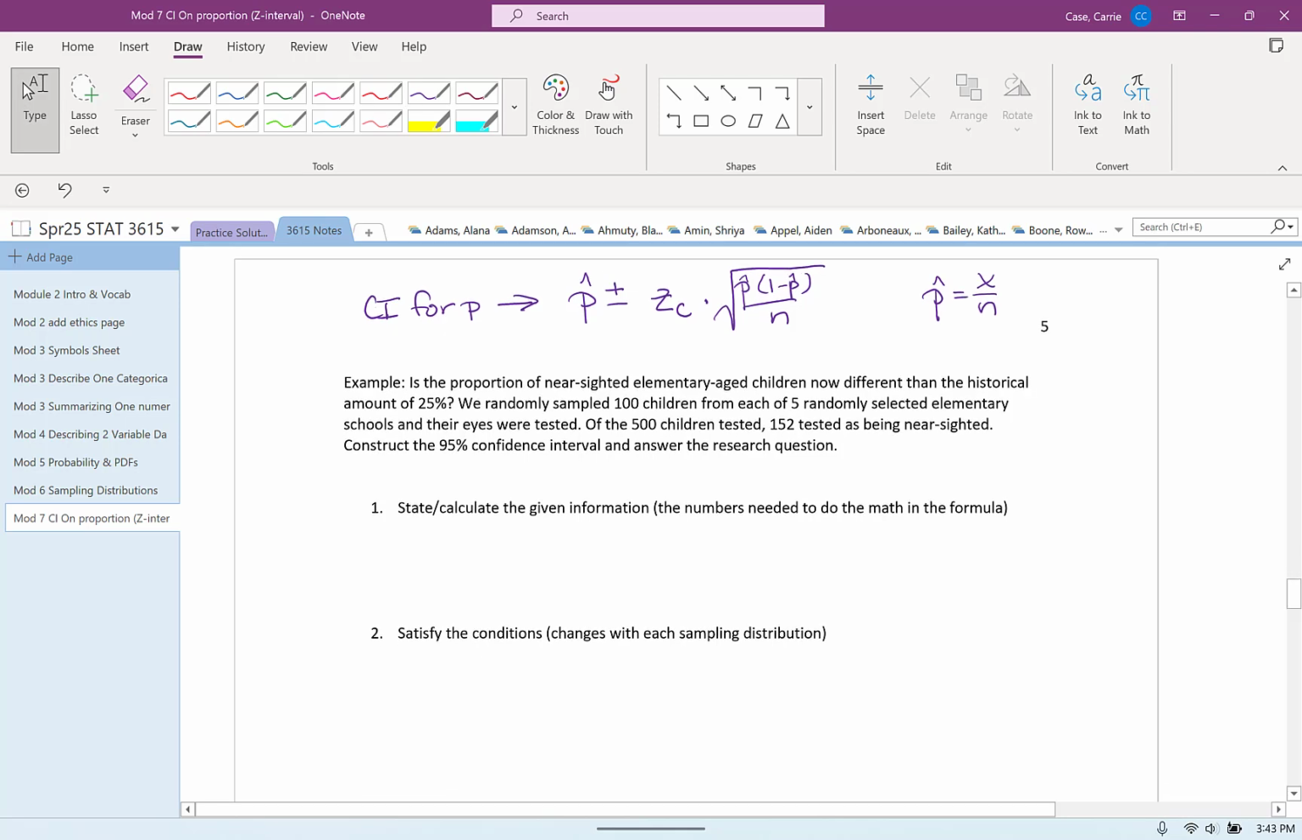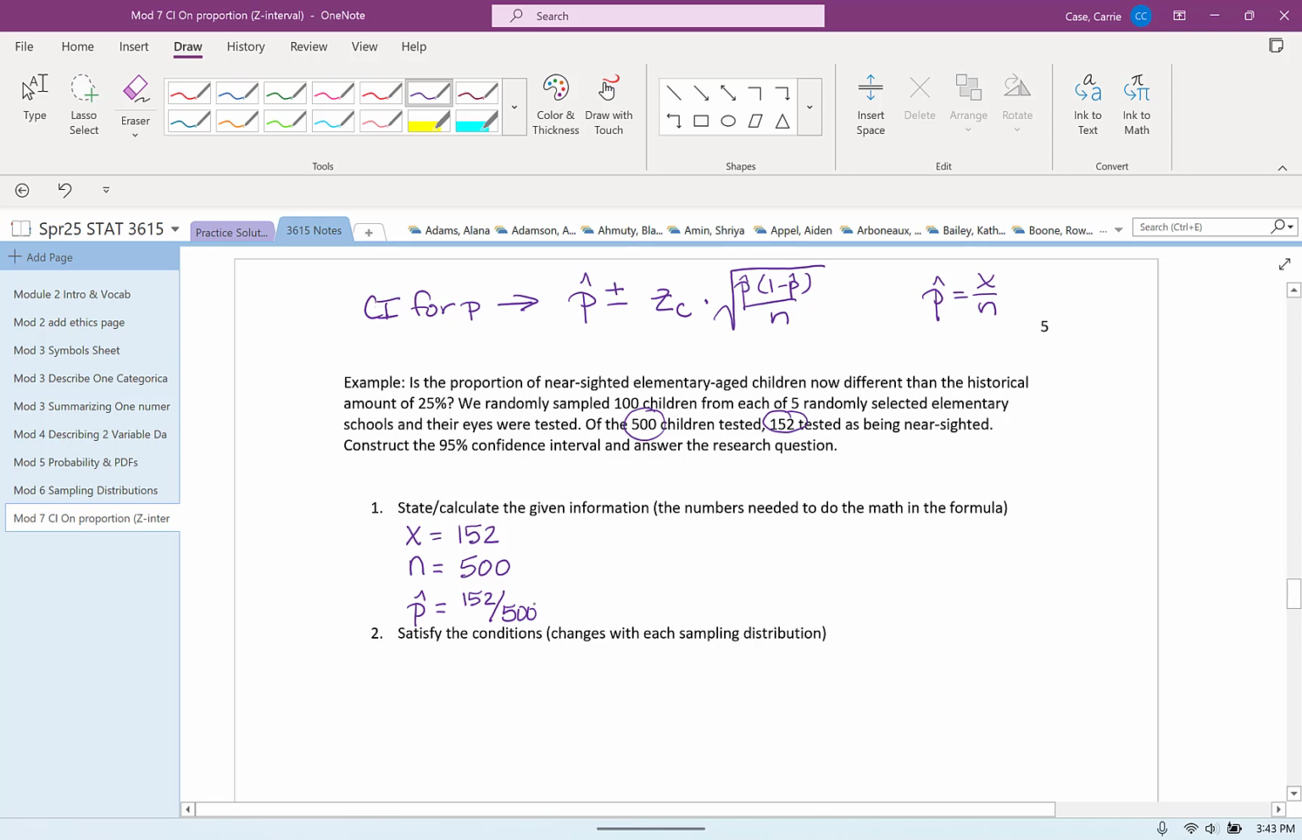So state or calculate the given information, or the numbers we need to do our math. So we need X, N, or P hat. Any two of the three, we're going to go ahead and do all three. So X in this case is the number of children who are nearsighted. So that's 152. N is the number of children who were tested in the new survey. That's 500. So P hat is 152 over 500.